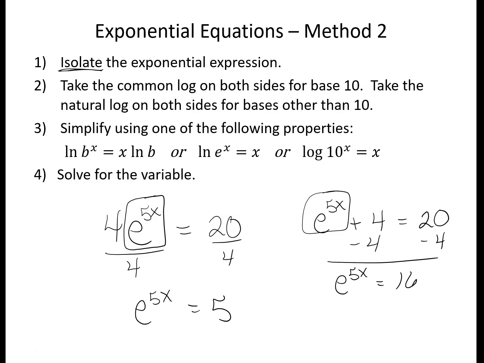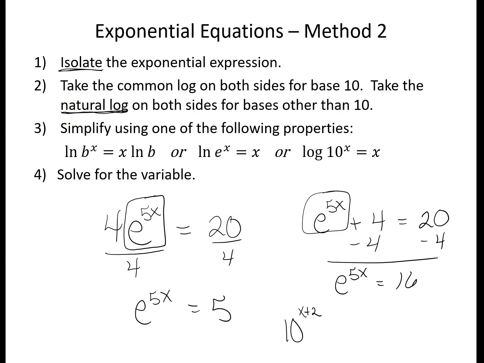Okay, step 2. Take the common log on both sides for base 10. So if my base was, let's say 10 to the x plus 2, then I would want to use common log. Take the natural log on both sides for bases other than 10. So if it's e or any other number, I'm going to use the natural log. So that's what we'll be using mostly.